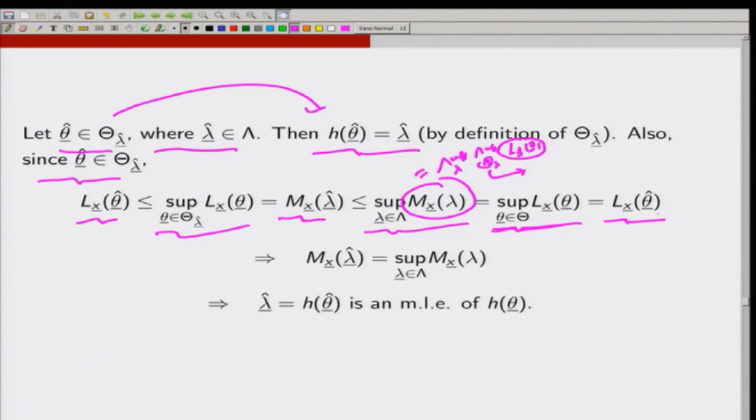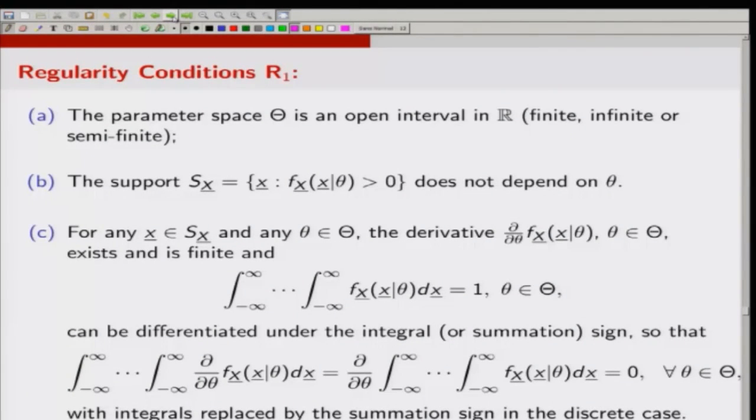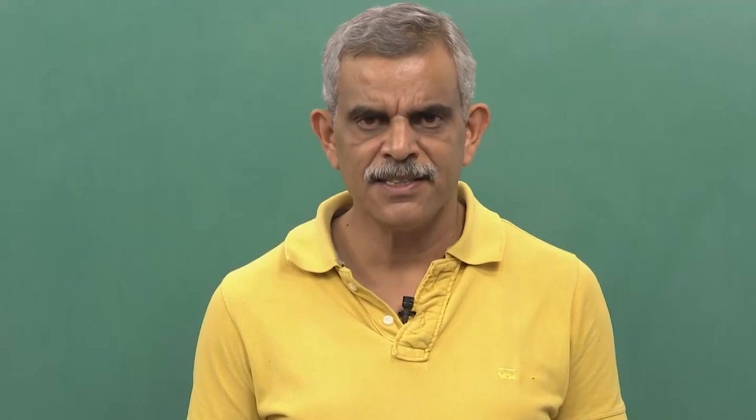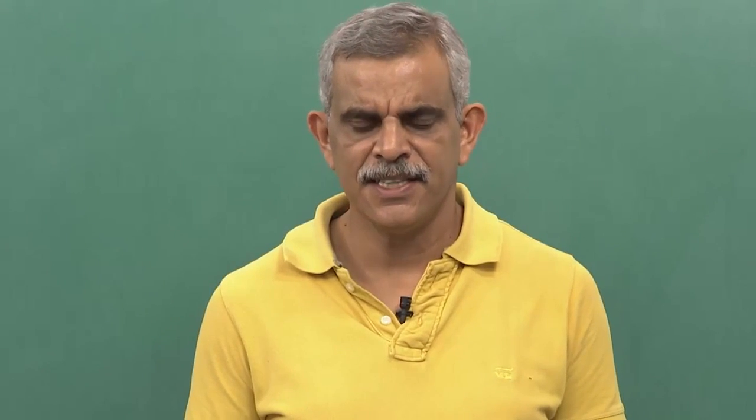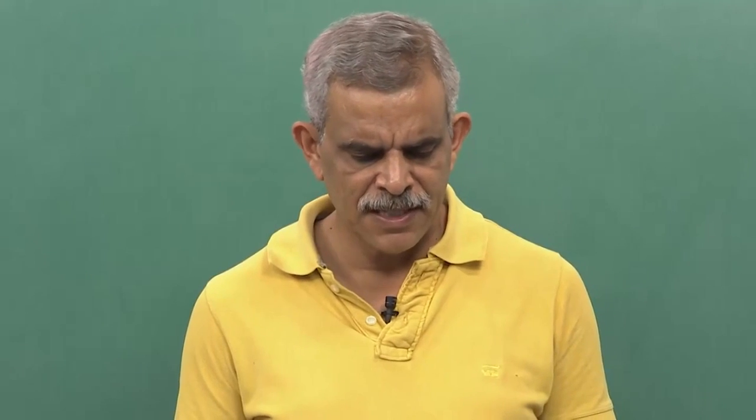So everything gets sandwiched, because the left-hand side and right-hand side of the inequalities are the same. So that means Mx(lambda hat) is the same as the supremum over lambda belonging to lambda of Mx(lambda). So lambda hat, which is g(theta hat), is an MLE of h(theta). It is very simple. What it says is that if theta hat is an MLE of theta, then g(theta hat) or h(theta hat) would be an MLE of h(theta).